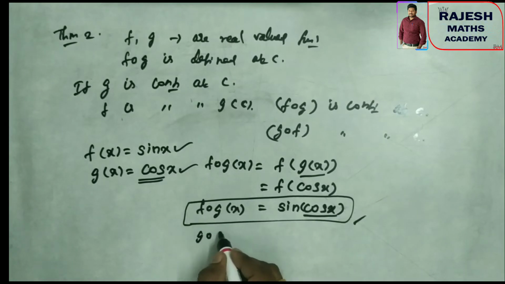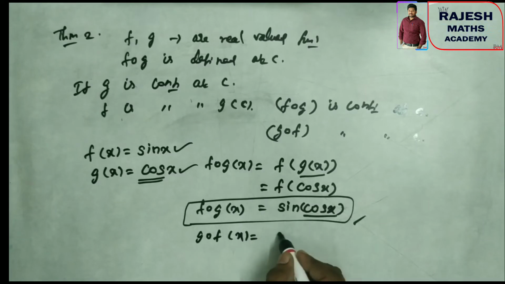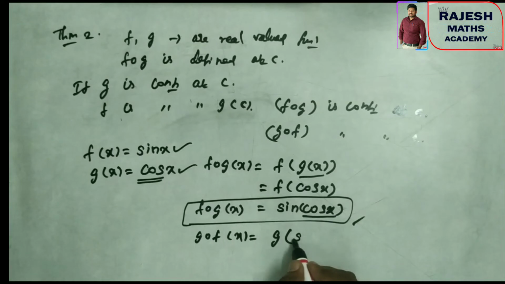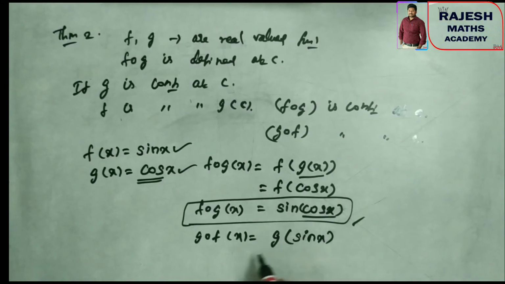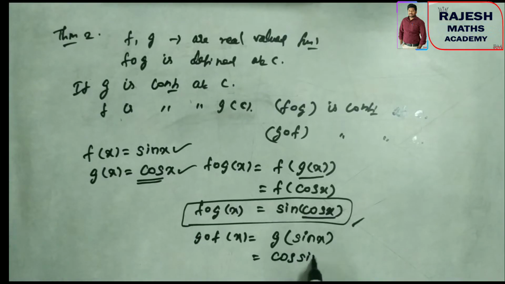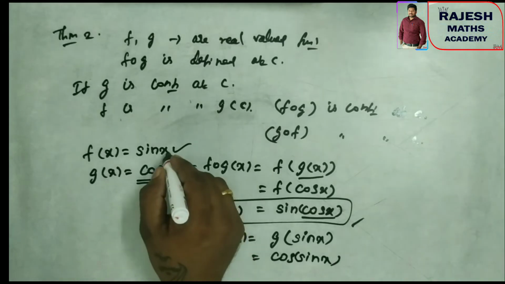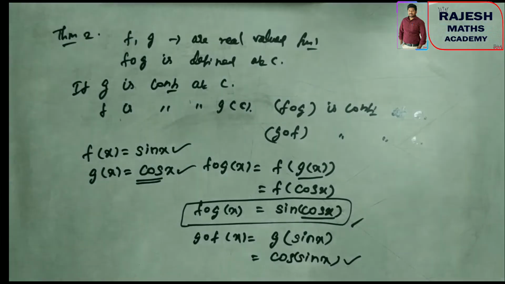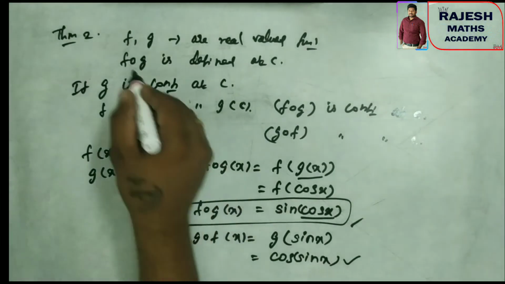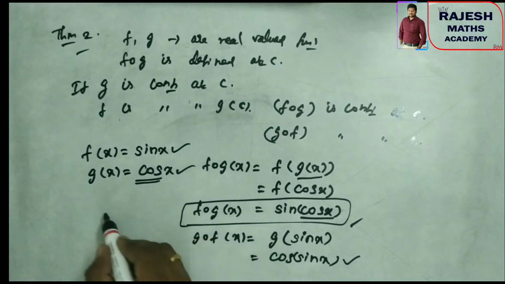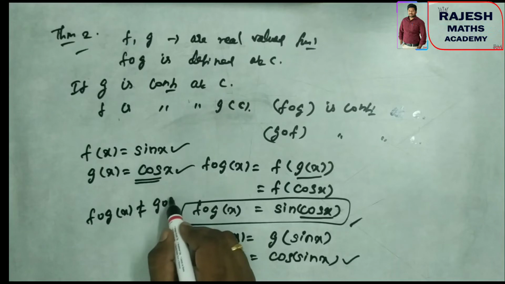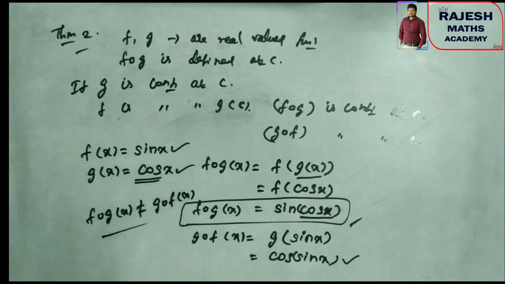Similarly, we can find g composition f of x also. What is g composition f of x? G of f of x. F of x value is sin x. Now replace x in the place with sin x, we will get cos of sin x. Sin x is continuous and cos is continuous, so cos of sin x is also continuous, because g composition f is continuous by theorem 2. Clear? So clearly we can say here f composition g of x is not equal to g composition f of x. Both are different functions.